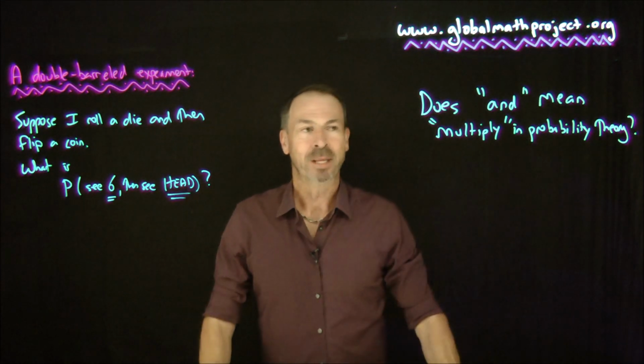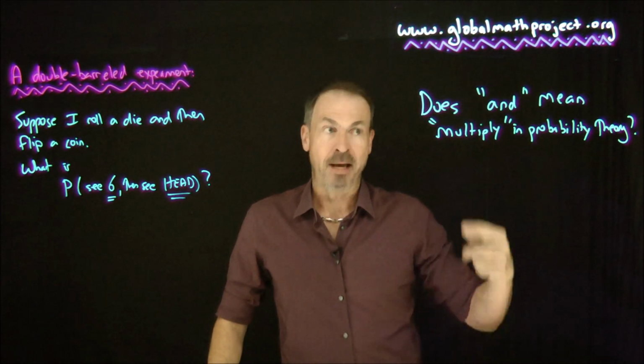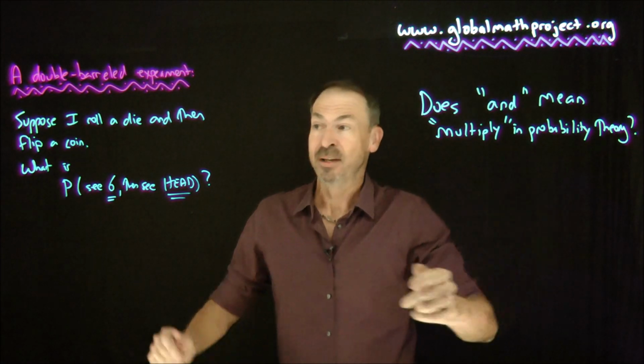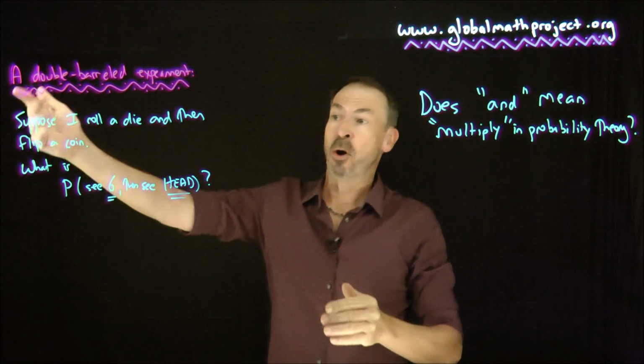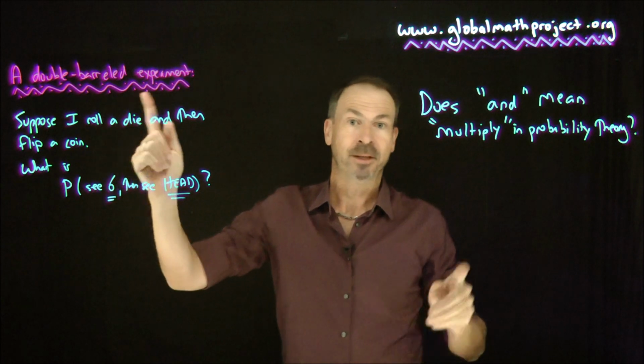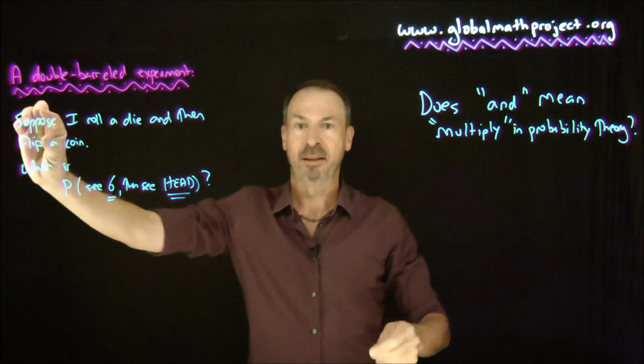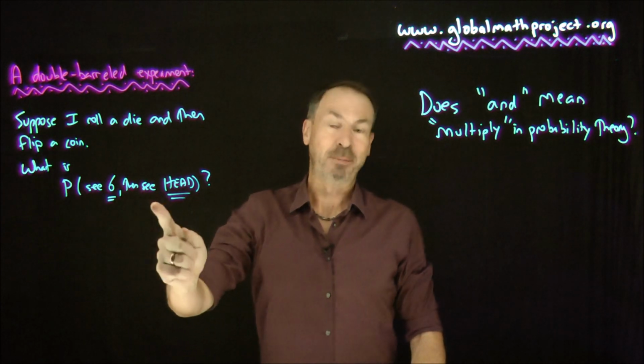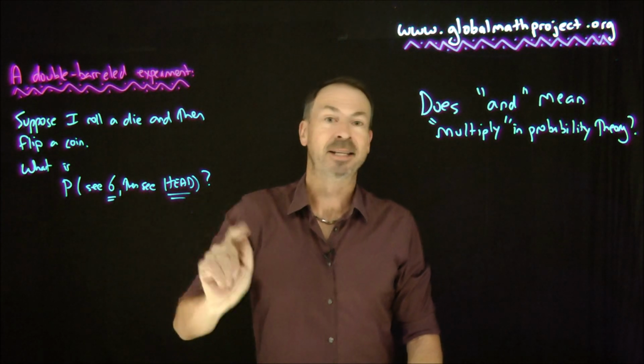So what's going on? Well, first of all, people must be talking about double-barreled experiments where there's an "and" connecting two different actions. For example, here's the example we did before. Suppose I roll a die and then flip a coin. So that's a double-barreled experiment. Do one thing, roll a die, and then flip a coin. Now, the question we asked before: what's the chance of me seeing a 6 and then seeing a head?